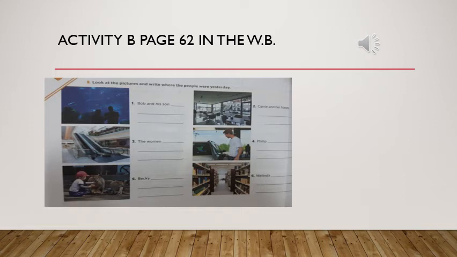Okay, so Bob and his son were at the aquarium. Okay, let's go to number 2. What do you see in number 2? This is a picture for a coffee shop. So Carrie and her friends, you are talking about a group of people, so you have to write were. So where at the coffee shop. It is very easy. You can complete it in this way.